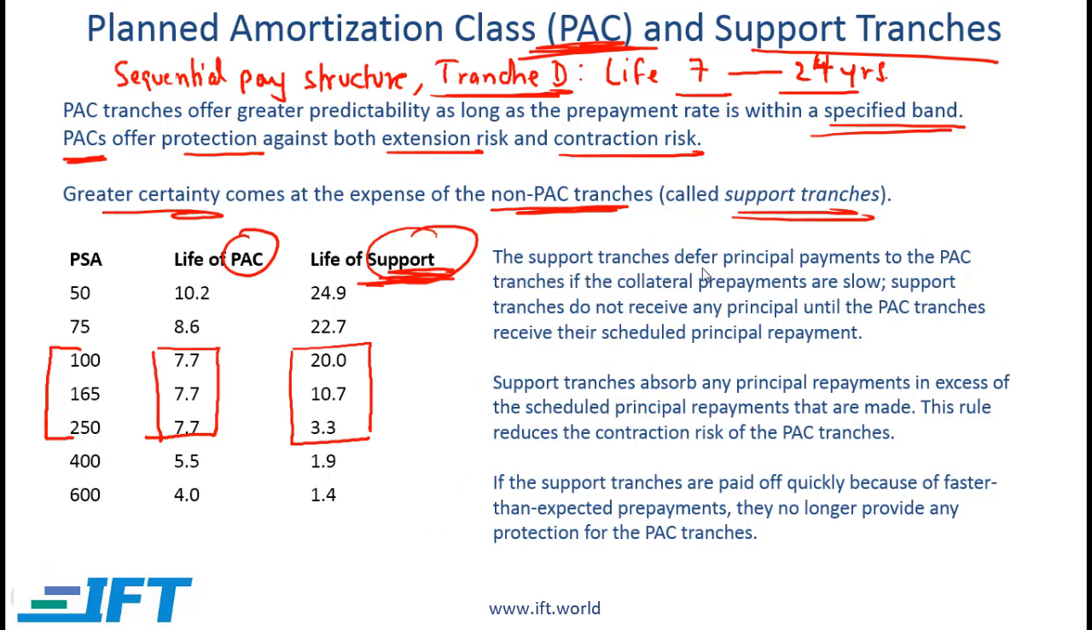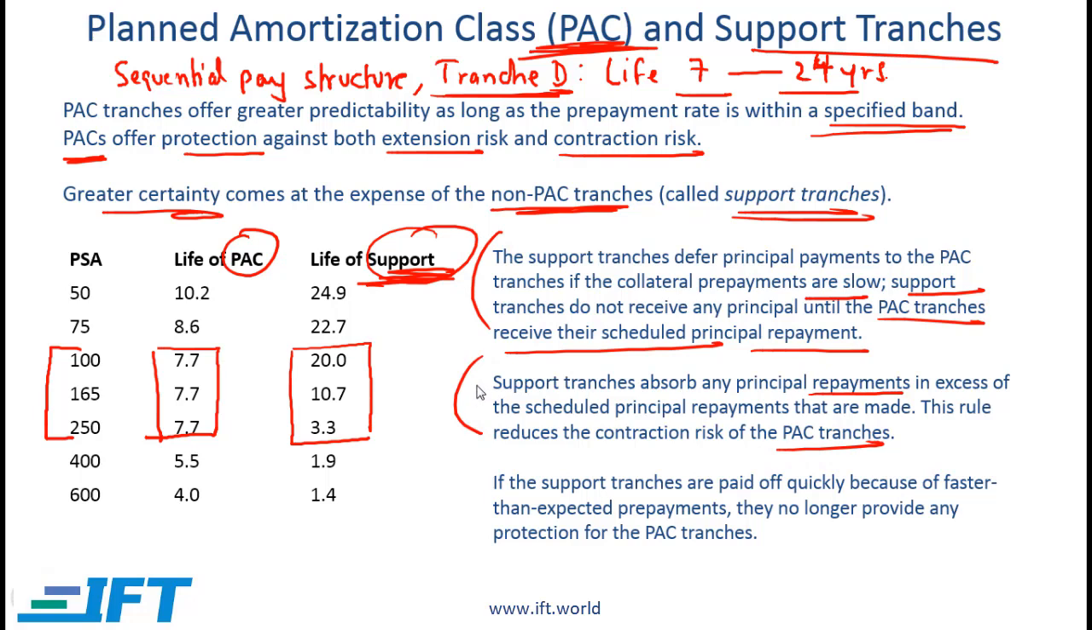The support tranches defer principal payments to the PAC tranches if the collateral prepayment rates are slow. Support tranches do not receive any principal until the PAC tranches receive their scheduled principal repayment. Support tranches absorb any principal repayments in excess of the scheduled principal repayments that are made. This rule reduces the contraction risk of the PAC tranches. So these points are important.